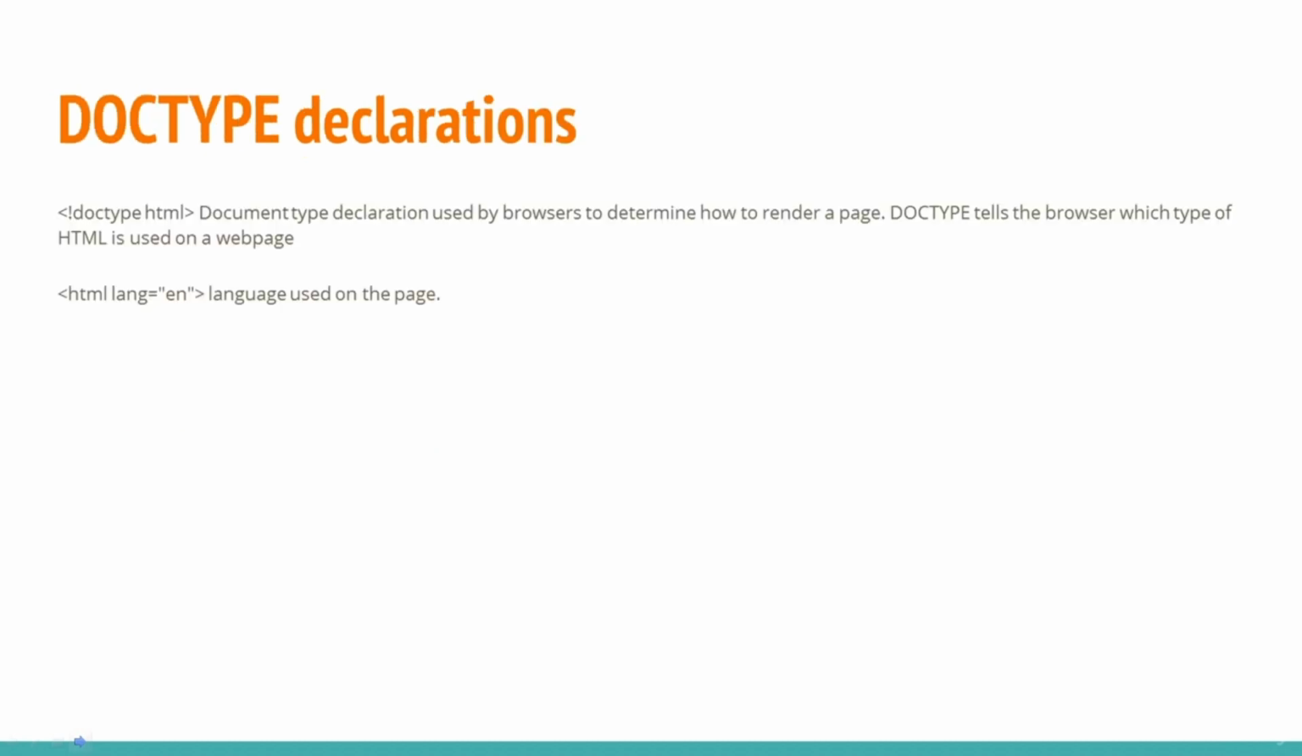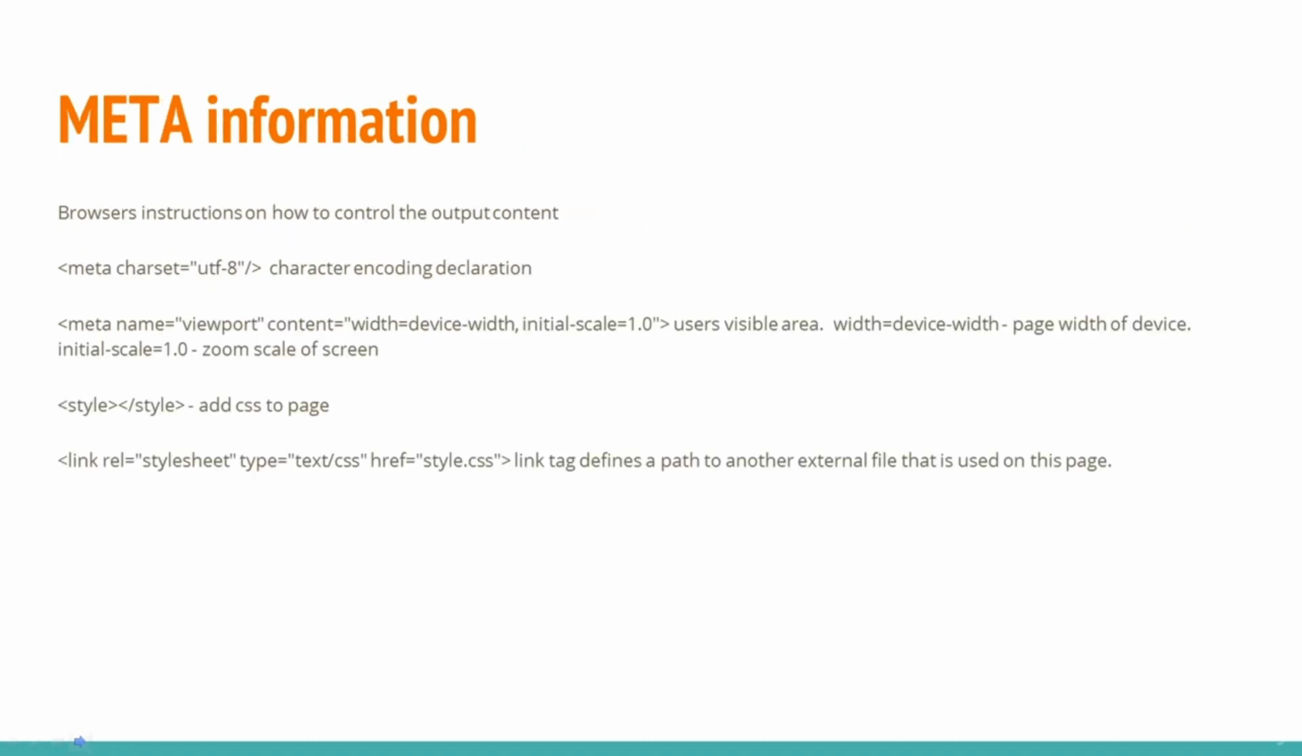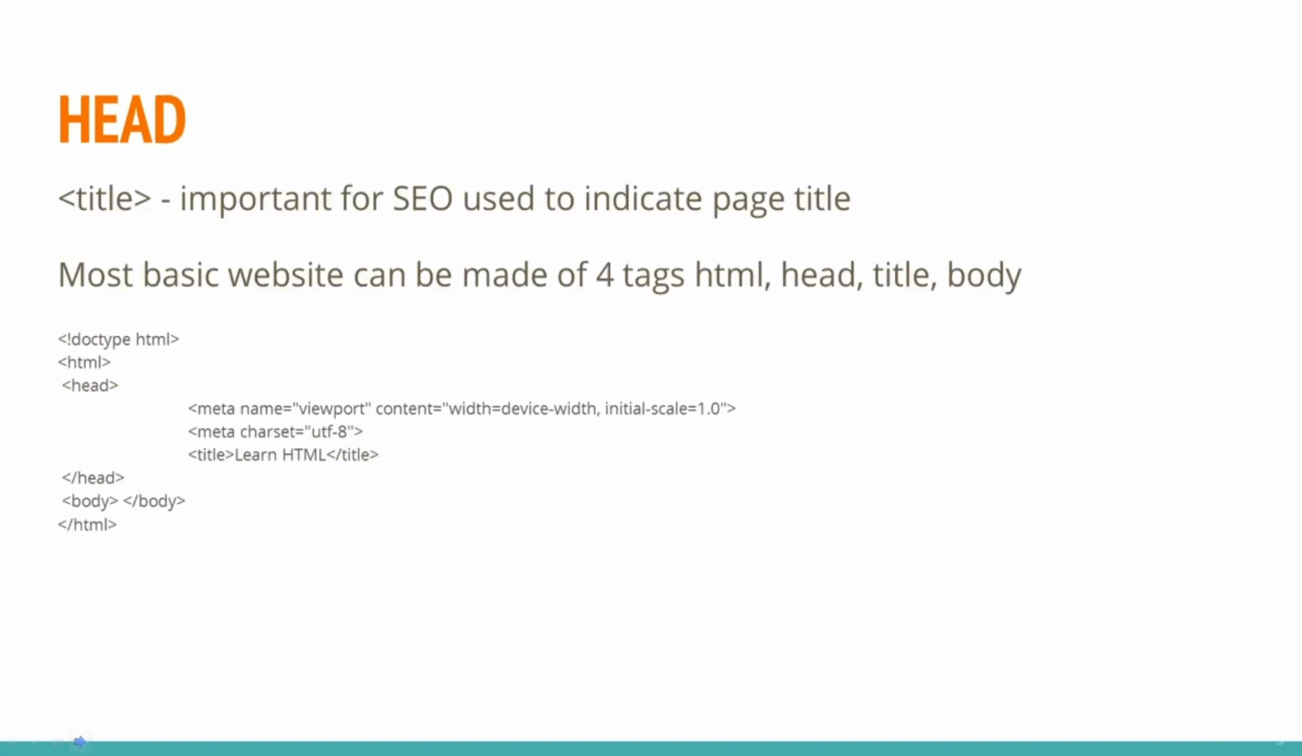We're also going to look at doc type, so what doc type is, how that works, meta information, how you can use meta information to provide additional information about your web page and how that content is output, what's contained within the head of your website, and what type of tags you should include in every basic website. So there's 4 different types of tags. That's the HTML, head, title, and body should be included in every single web page.